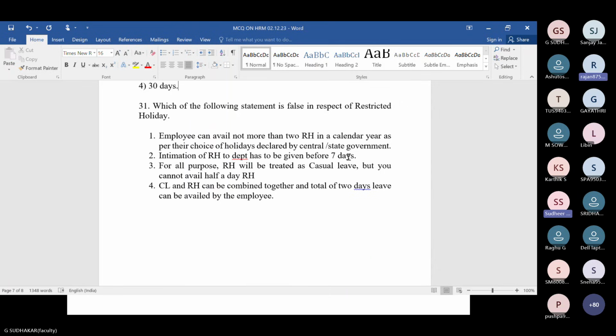Are you not aware of the RH rules? Not more than 2. It is correct, no? All purpose RH will be treated as casual leave. Is it not correct? But you cannot avail half a day RH. CL and RH can be combined together. I have told already.